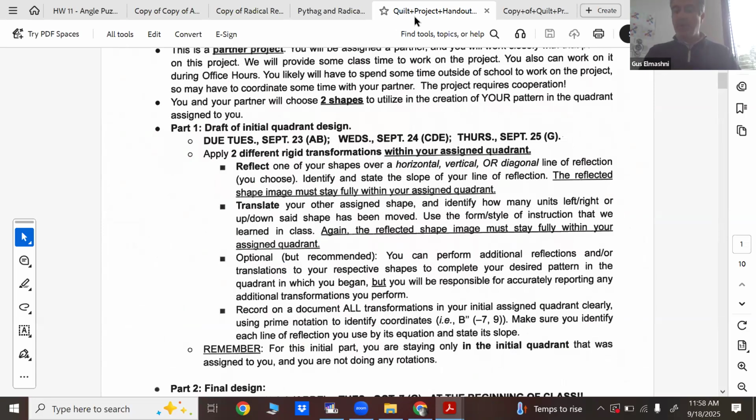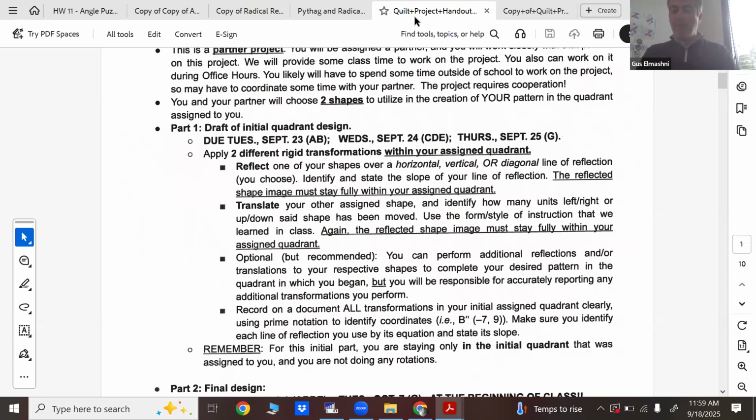And if you look at the second bullet point, left, right, up, down, whatever you want to do. The reflective shape must stay within the assigned quadrant. Optional, but recommended, you can perform additional reflections and/or translations to your respective shapes to complete your desired pattern. Be responsible for accurately reporting any additional transformations you perform. So you can make it more complex, as Mr. Davis said, and record all of them in the initial quadrant clearly.